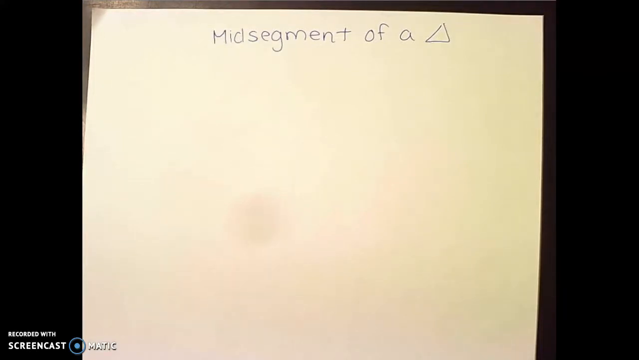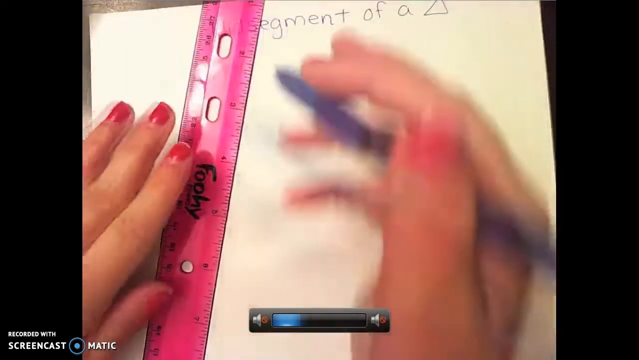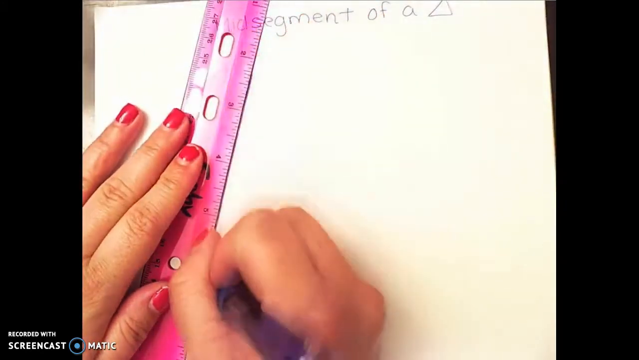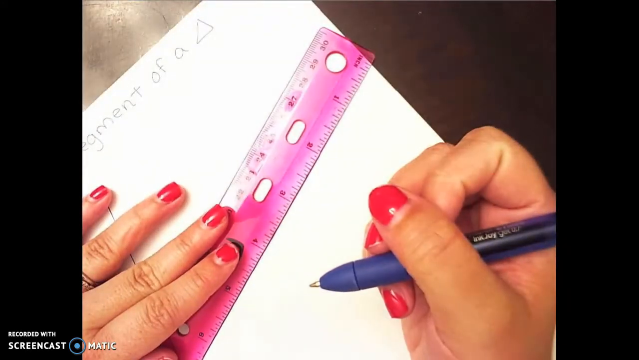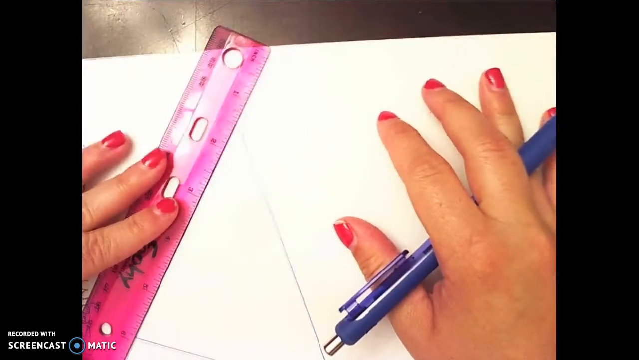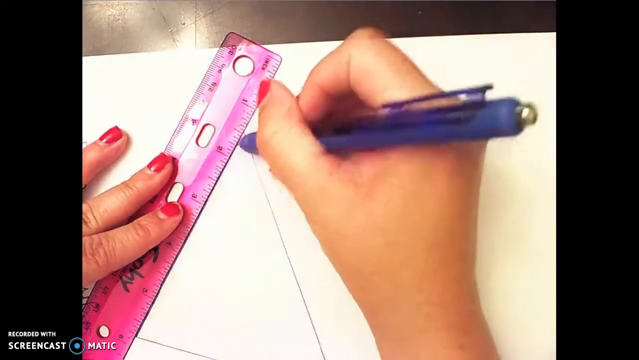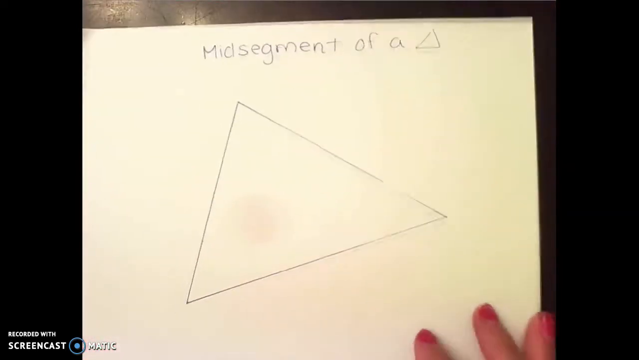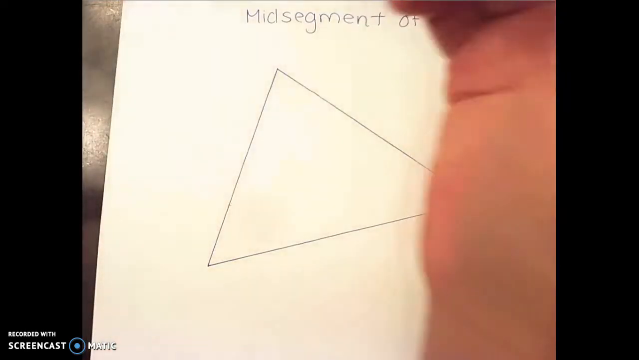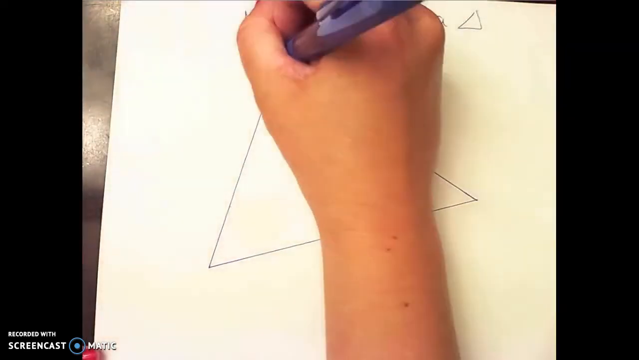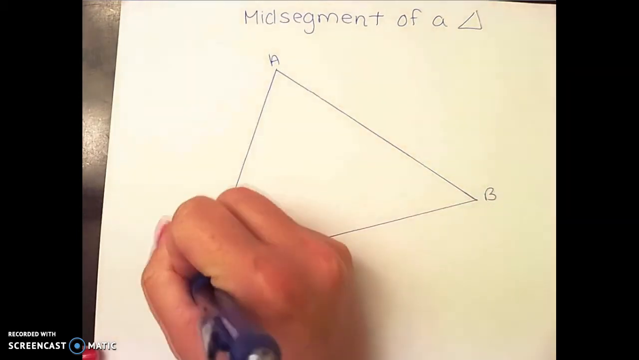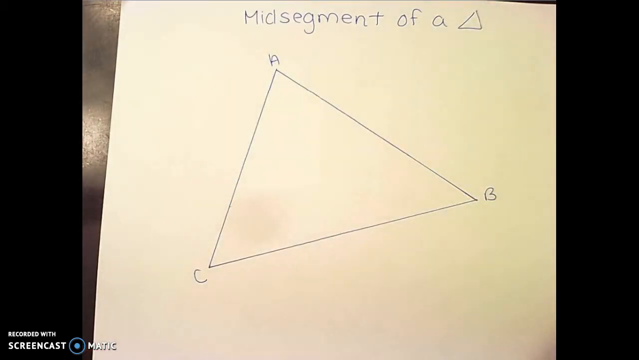This is the construction for the midsegment of a triangle. So first thing I'm going to do is get a triangle on my paper. And again, any kind of triangle is fine. So let's call this triangle ABC, and we want to construct the midsegment of this triangle.